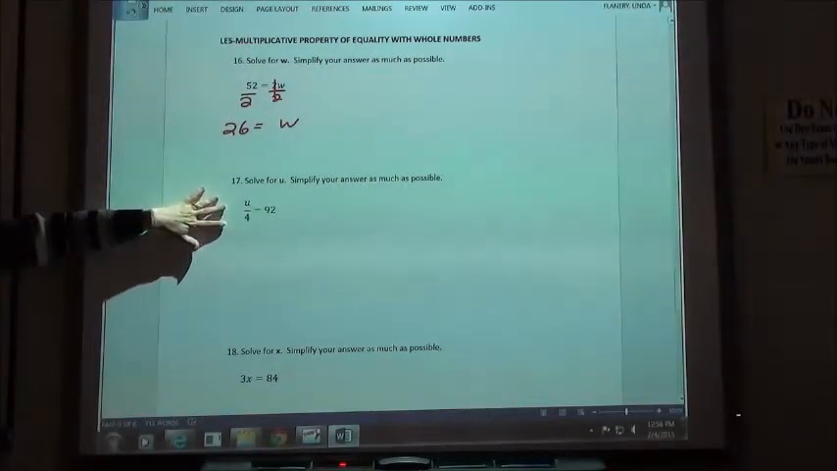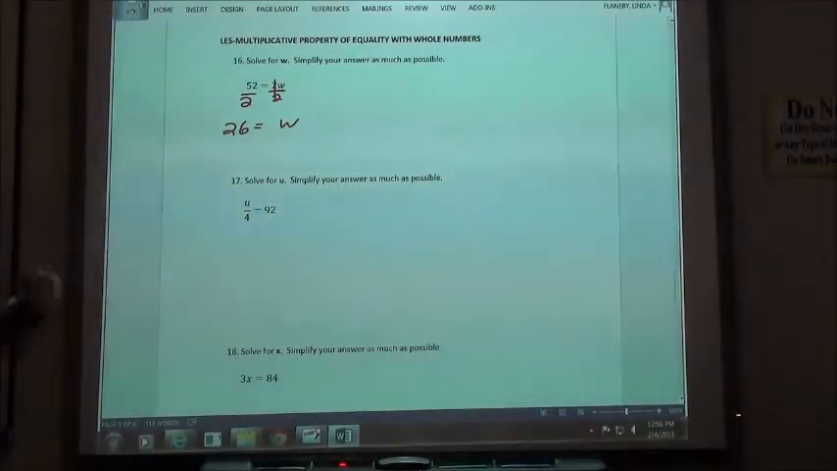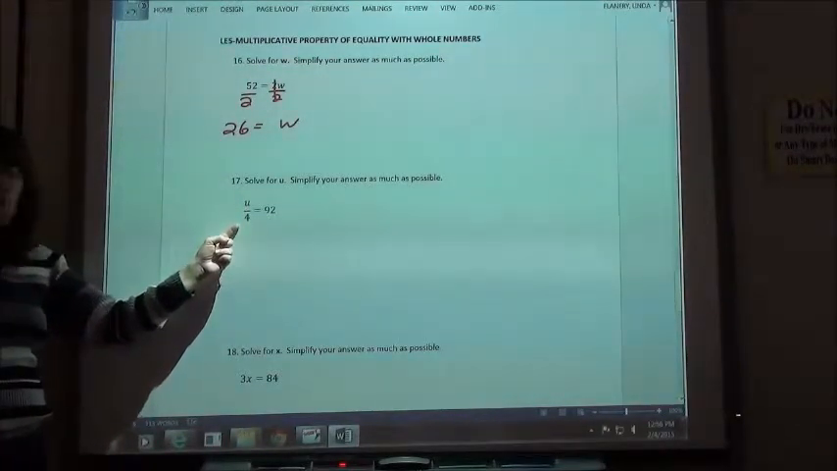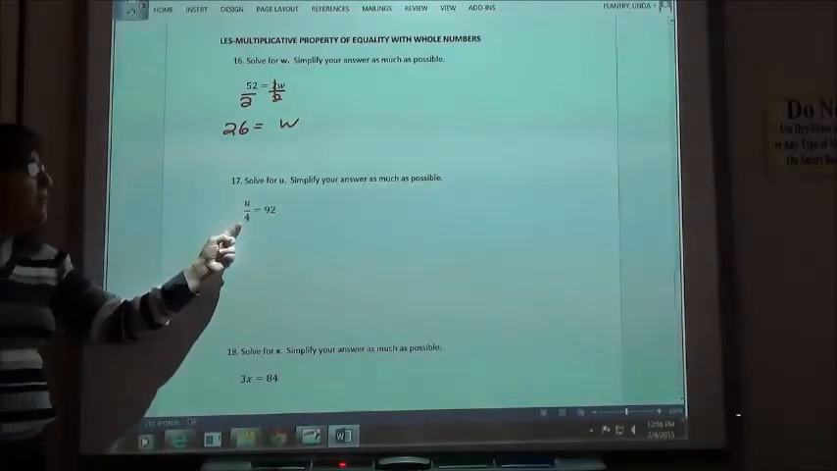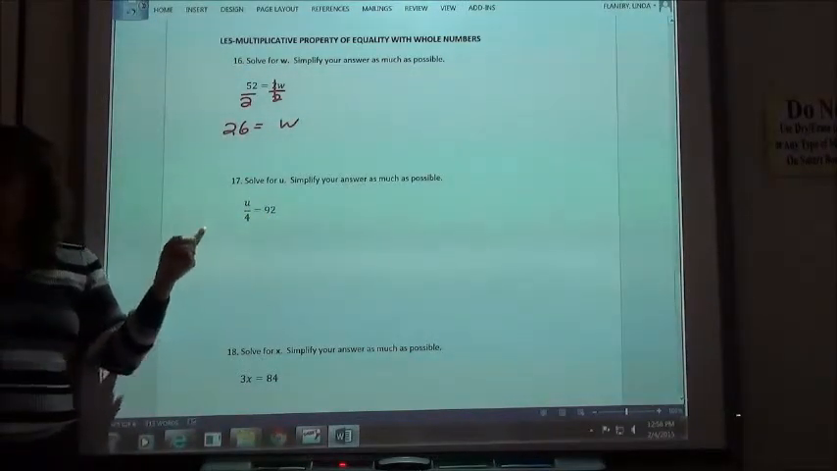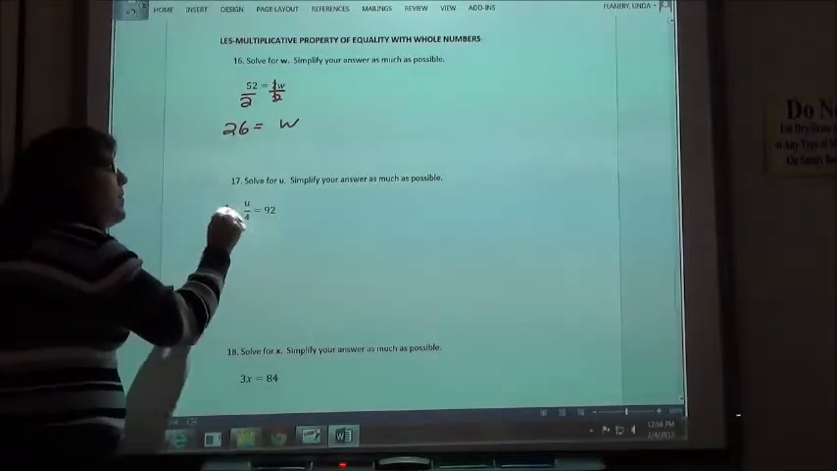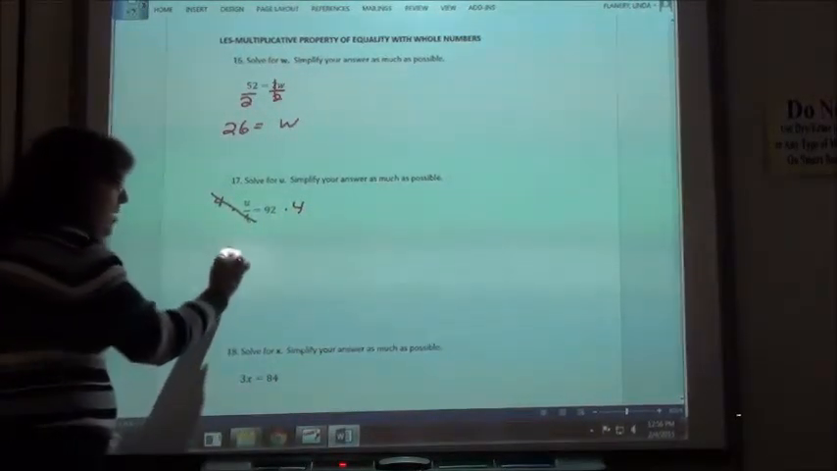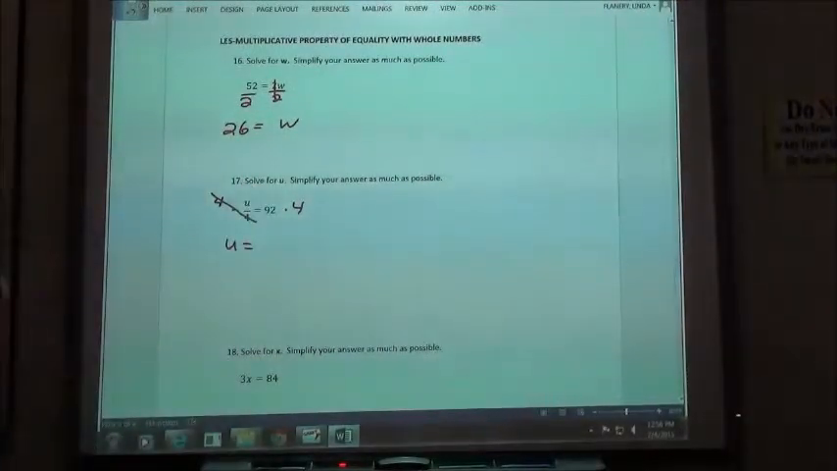They might also have it this way. This expression means u divided by 4 because fractions are division. What number divided by 4 is 92? In order to get the u by itself, you do the opposite of dividing, so you end up multiplying both sides by 4. The 4's then cancel out, and u equals 92 times 4.